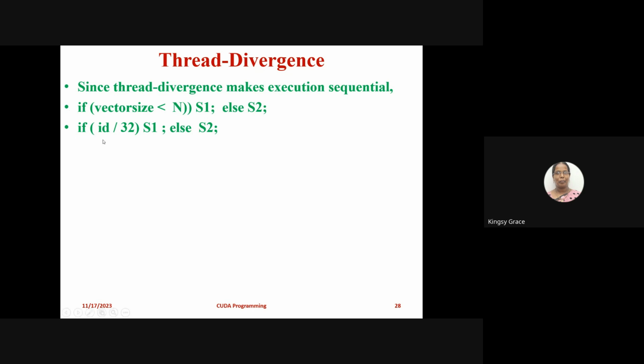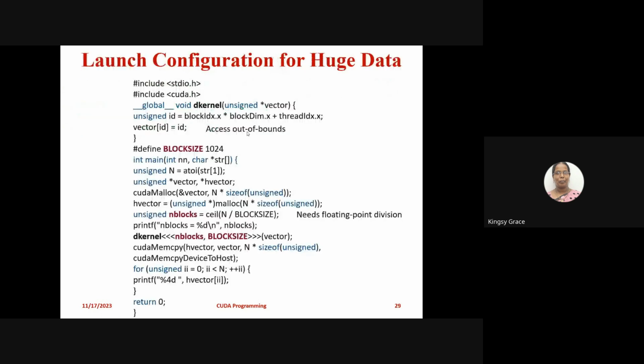Again, another condition is given. If id divided by 32 is true, S1 will be executed, else S2 will be executed. So these types of statements cause thread divergence. That means some sequentiality is included there.